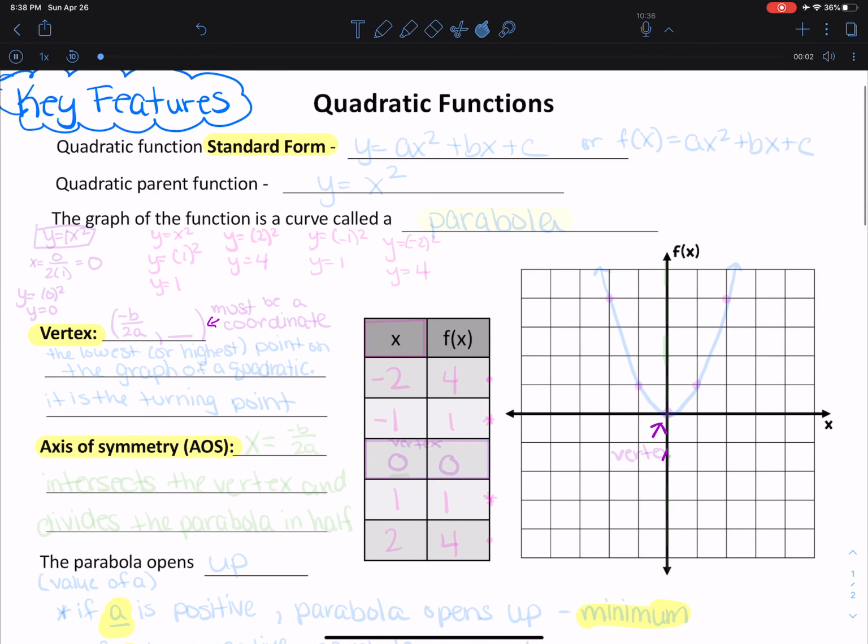All right, so now we're going to graph quadratics. And we're going to learn all the key functions in order to do so and the things that you need to look for on the graph of a quadratic.